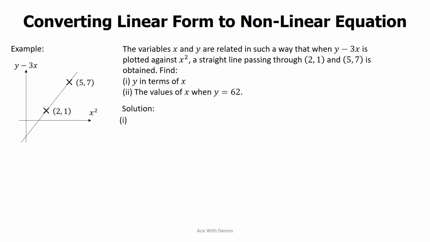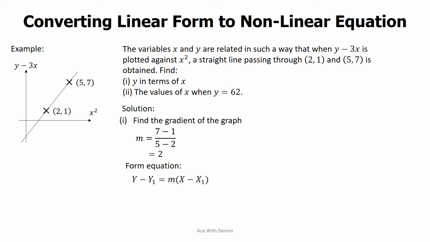Number 1. First, we want to find the gradient of the graph, which is m equals 7 minus 1 over 5 minus 2, using the coordinates of the 2 points given, and we get the gradient is 2. So now we can form the equation using this formula: capital Y minus capital Y1 equals m bracket capital X minus capital X1. So capital Y is y minus 3x, the capital Y1 is 1, the gradient is 2, capital X is x squared, and capital X1 is 2.